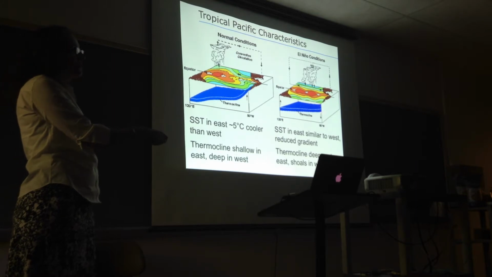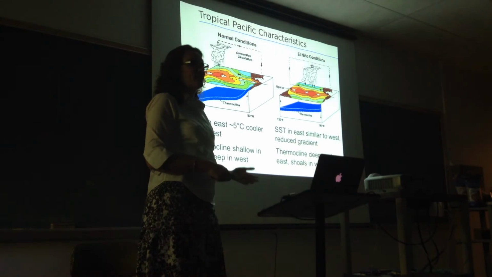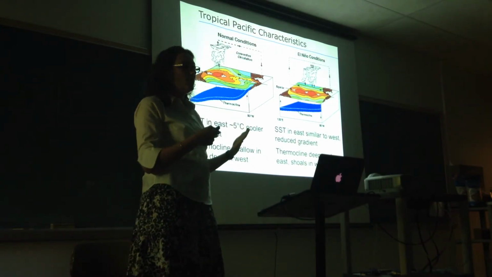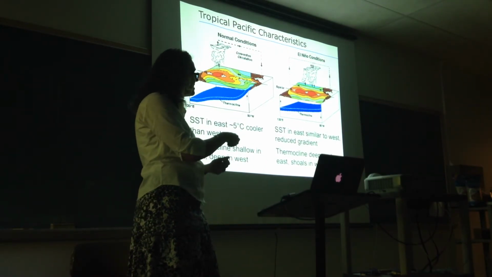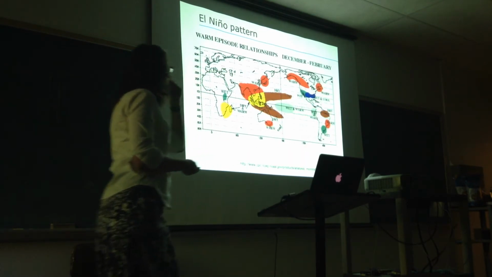Not only that, but the fisheries all crash because the thermocline is so deep, right? So when the trade winds are blowing, even when they pick up again, the thermocline is deep, so it doesn't bring up the nutrients, and the fisheries all crash.